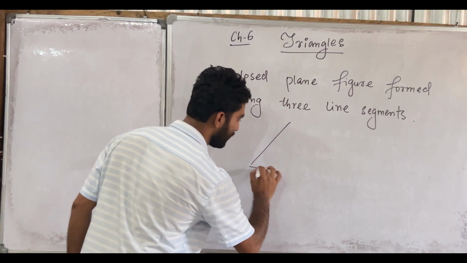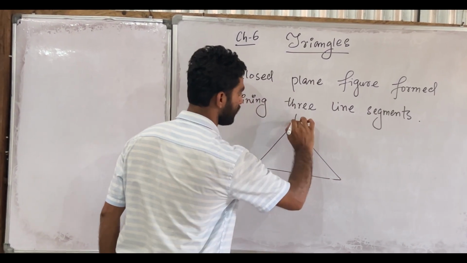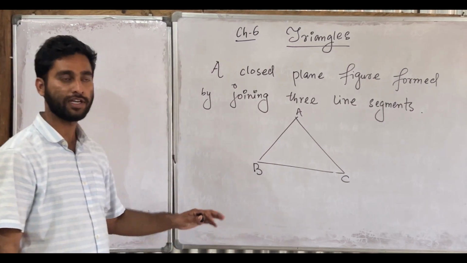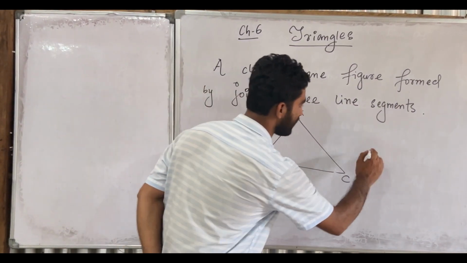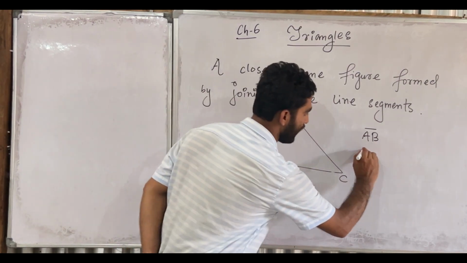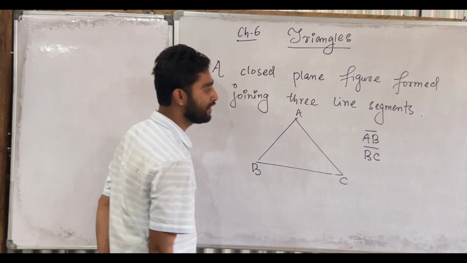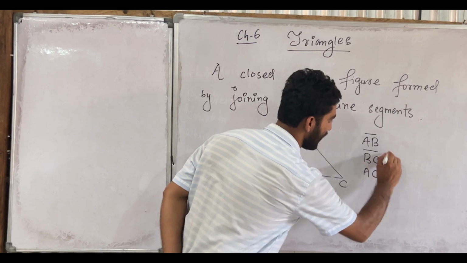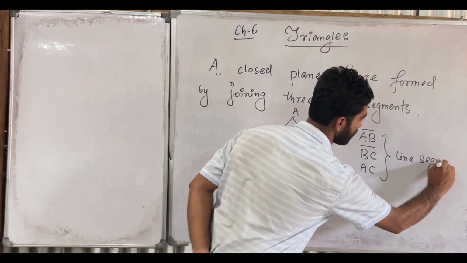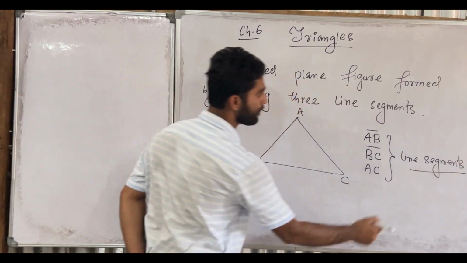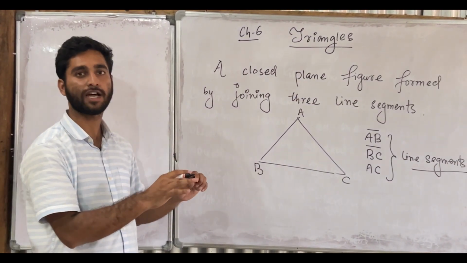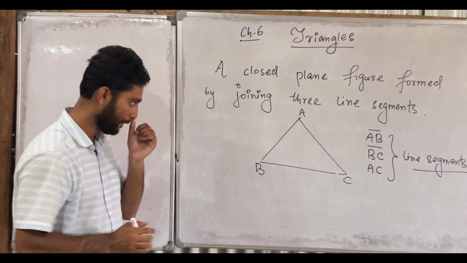So all of you are familiar with this figure. Let's suppose it is a triangle ABC. So it has three line segments. What are these line segments? One of the line segments is AB, another one is BC, and another one is AC. So these are the three line segments. Today in this video we will be studying only the introduction about the triangle.